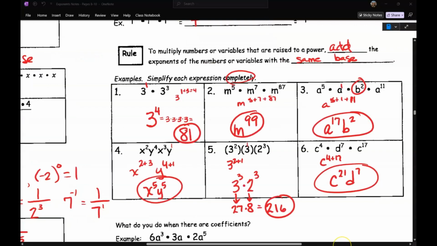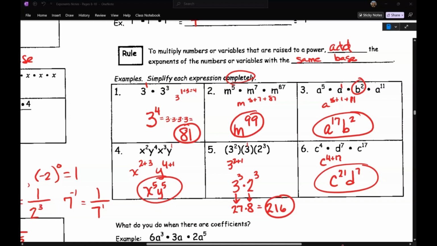Pause now. All right, remember anytime there is not an exponent, so I'm looking at number 1, that first 3, it's an understood 1, so that would be 3 to the 4th. Our direction said simplify completely, so I can evaluate that. That would be 3 times 3 times 3 times 3, that would be 81. Number 2, we had all m bases, so we just add 5, 7, and 87. I got m to the 99th.